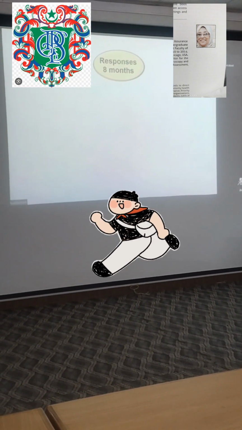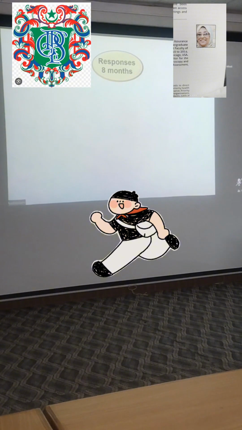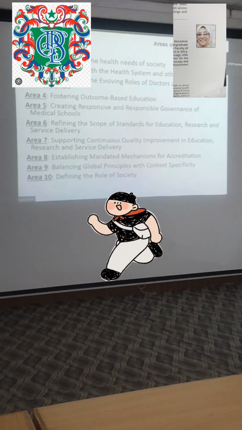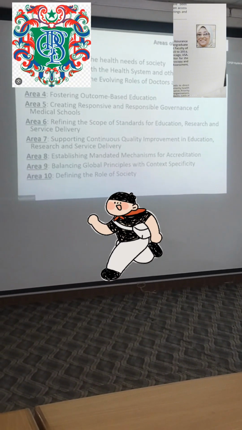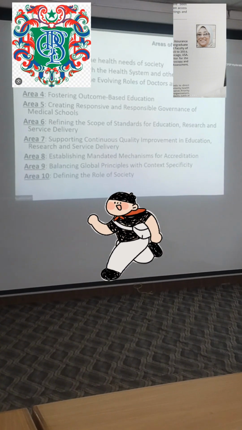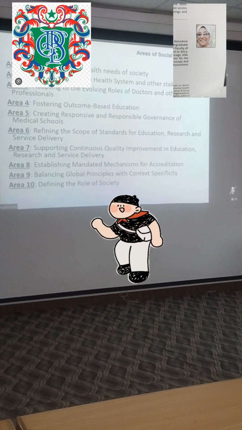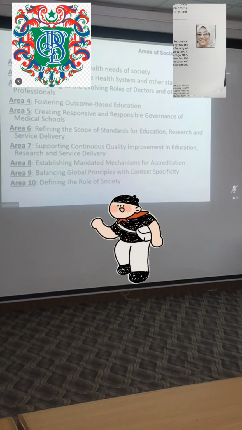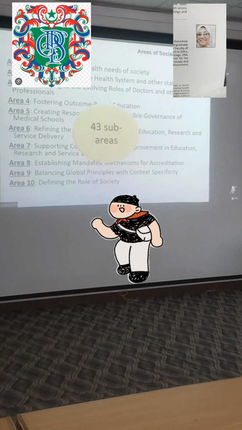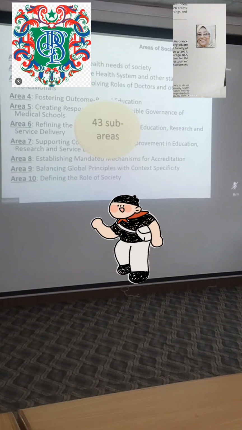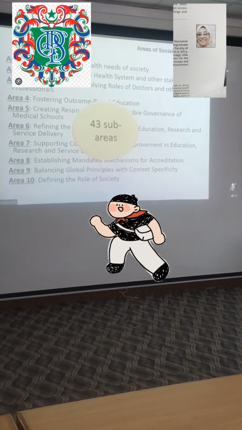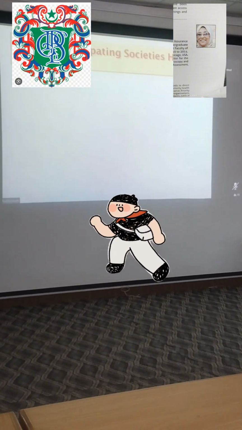Then they collected responses over 8 months for these 3 questions on social accountability. For a medical school to be socially accountable, it should match these 10 areas. Under each area, there are sub-areas, making 43 sub-areas in total. Because of the time, I'll try to summarize each area in brief.